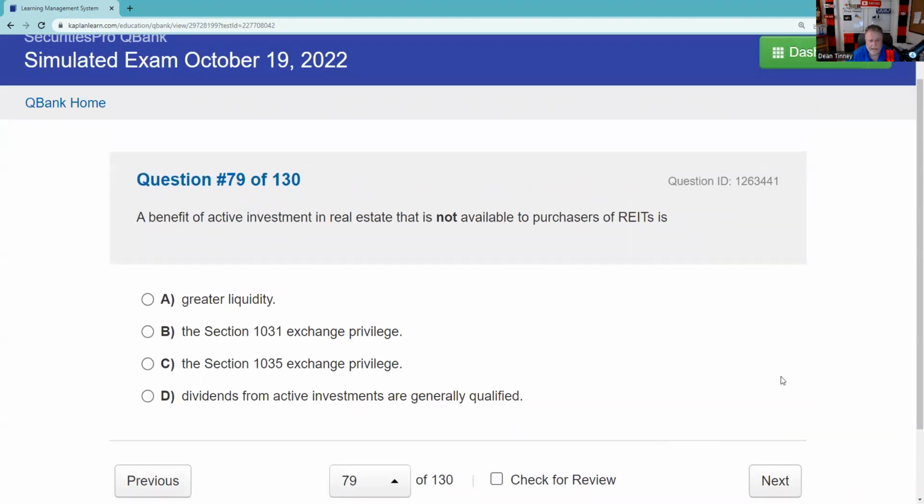A benefit of an active investment in real estate that is not available to a purchaser of a REIT. So they're asking, why would you want to do the real estate yourself rather than using this package product called a REIT? One of the major advantages in real estate is, when you sell a piece of real estate, you can roll it over into another piece of real estate, exchange it, do a 1031 exchange and avoid taxation. I haven't had anybody on debrief tell me they've ever seen a question about 1031 exchanges on the 65.